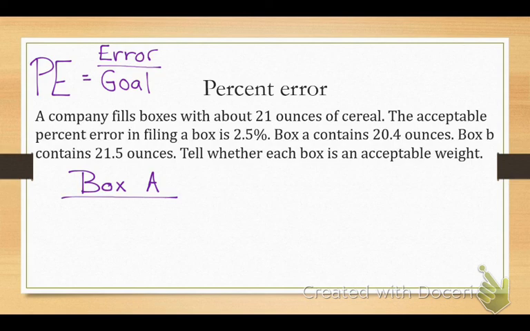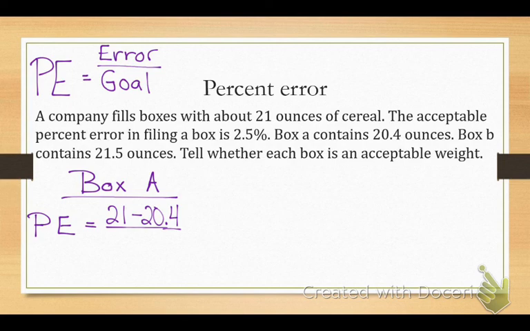Okay, let's start with box A. You're going to start with PE, percent error, equals. So numerator would be the amount of error between box A and what was supposed to be in there. How much was supposed to be in there? 21. How much was actually in there? 20.4. So to calculate the amount of error, I would subtract what is in box A from what was supposed to be.